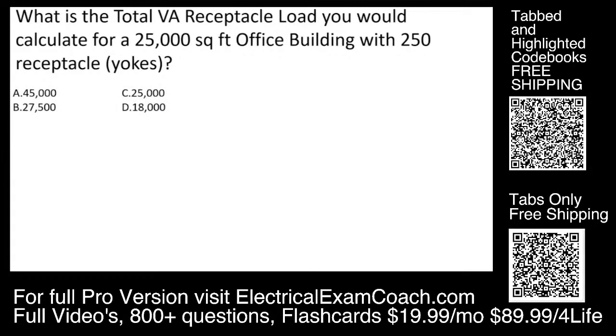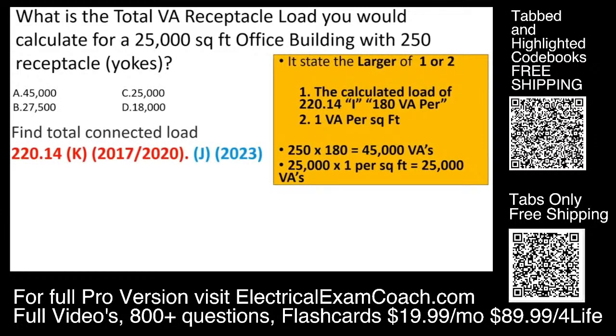What is the total VA receptacle load you would calculate for a 25,000 square foot office building with 250 receptacles? First, we're going to find our total connected load. To do that, we're going to head to 220.14K if we're in the 17 or 20, and we're going to head to 220.14J if we're in the 2023. Same information, different name. Both of them state that we must select the larger of one or two. So we're going to do 2 different calculations and select the larger of the 2. Part 1 says that you must calculate it at 180 VAs per yoke, like we learned before. And Part 2 says you must calculate it at 1 VA per square foot.